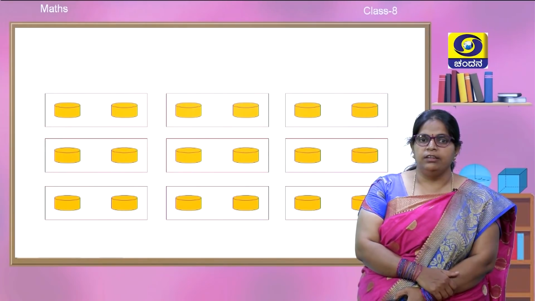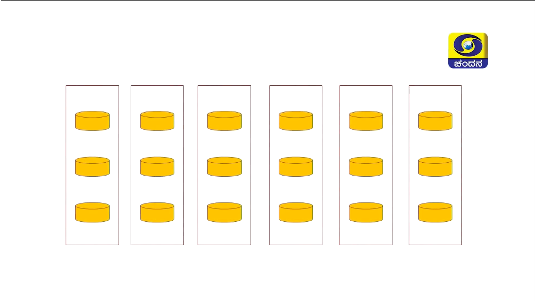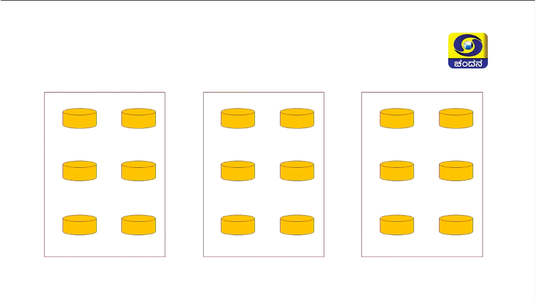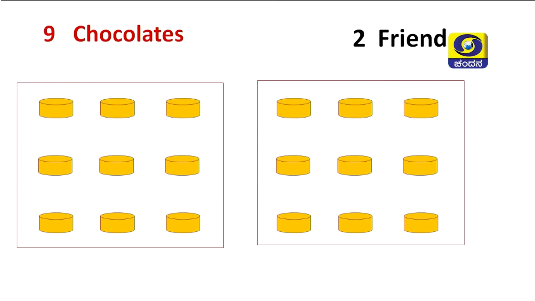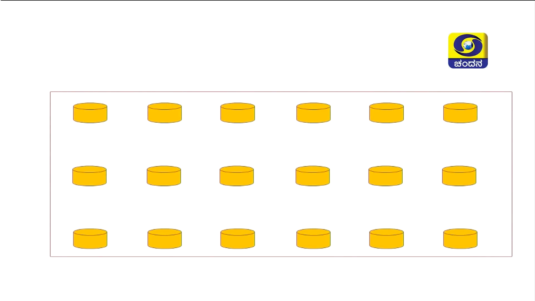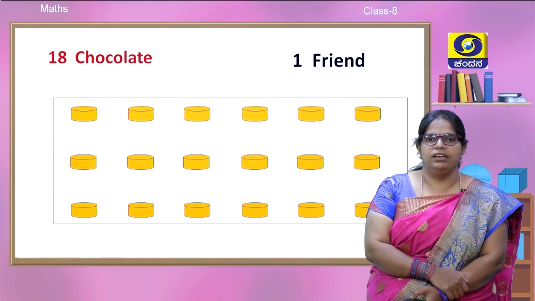Now, second child. Yes, you are right. They have given 2 chocolates for 9 friends. Third child has given 3 chocolates for 6 friends. Look at the fourth child. Yes, you are right. It has given 6 chocolates for 3 friends. The next child has given 9 chocolates each for 2 of its friends. Now, the last child, it's too smart. This child has given all the chocolates to its best friend, isn't it? So, all the 18 chocolates for 1 child.